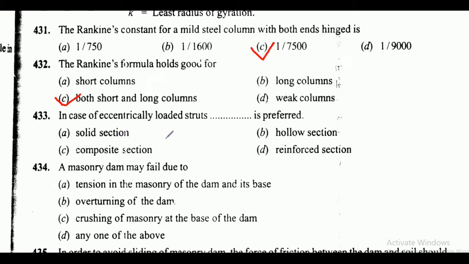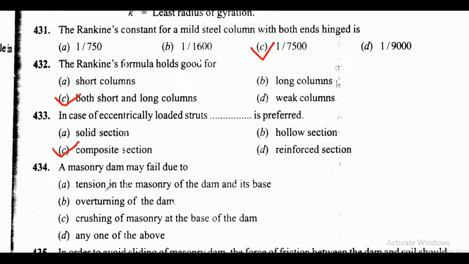In case of eccentrically loaded truss, dash is preferred. Here friends, these are the options, and here the correct answer is option C, that is composite section.